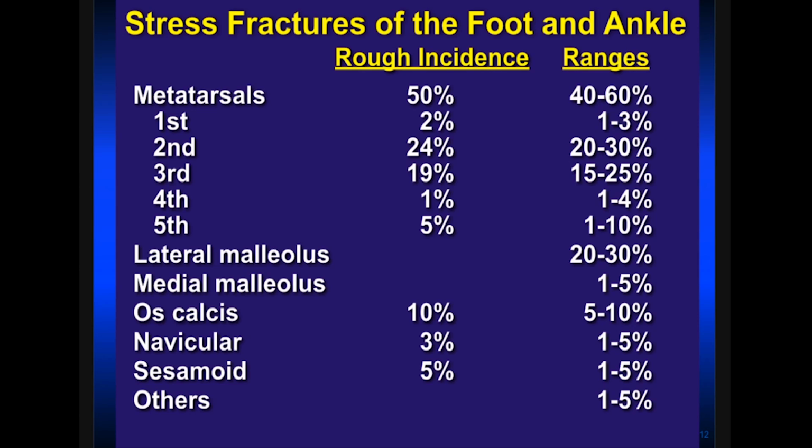Stress fractures of the foot and ankle. This is the rough incidence of these. 50% involve the metatarsals. The most common metatarsal fracture is the second, followed by the third, then the fifth, then the first. The lateral malleolus is much more common than the medial malleolus. Fracture of the os calcis, 10% in this series. So the vast majority of fractures are in the metatarsals.